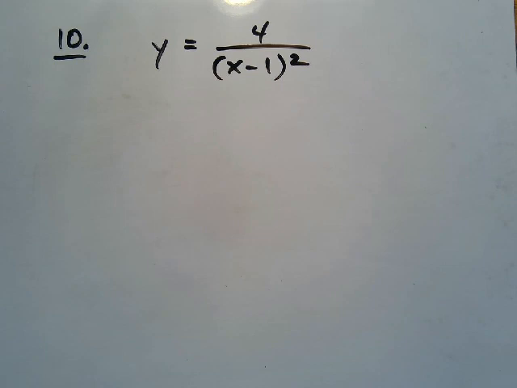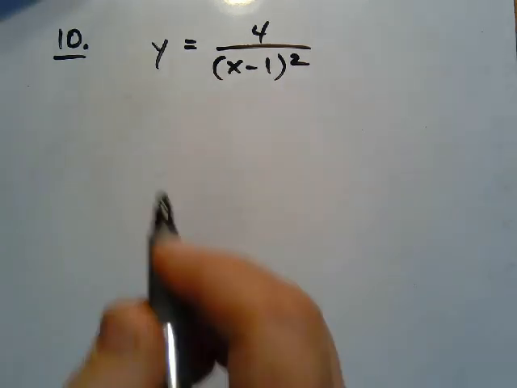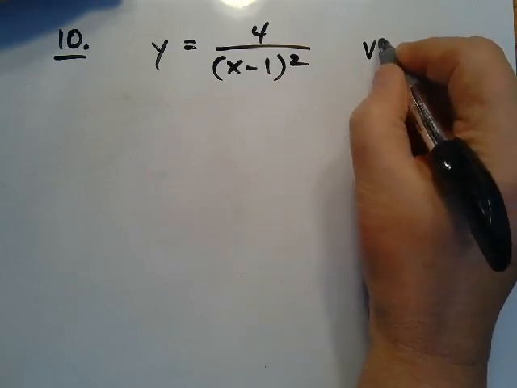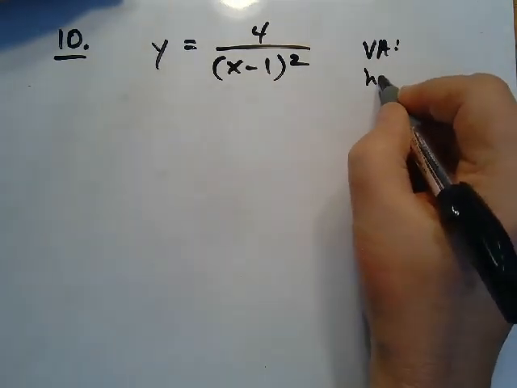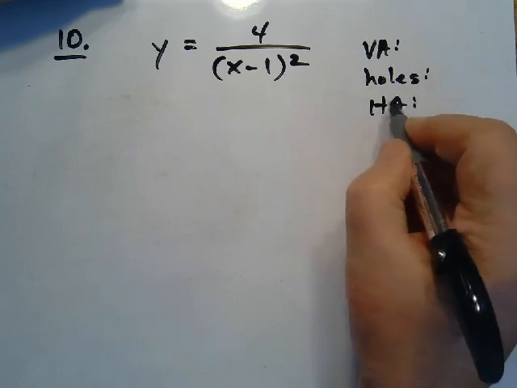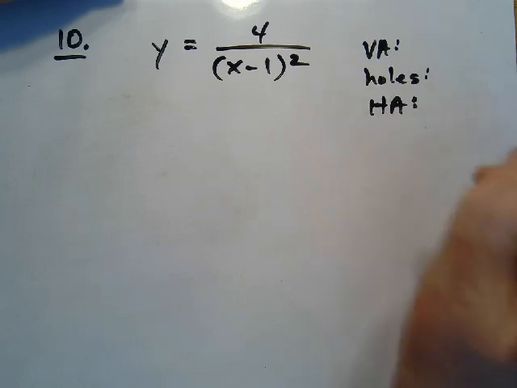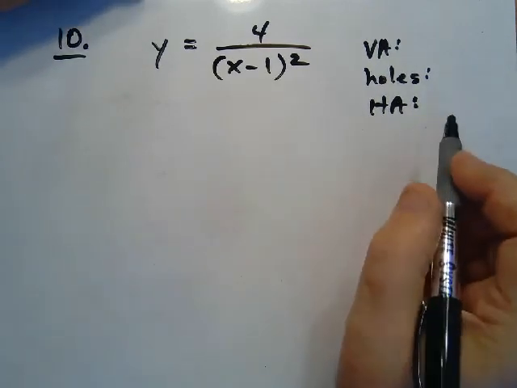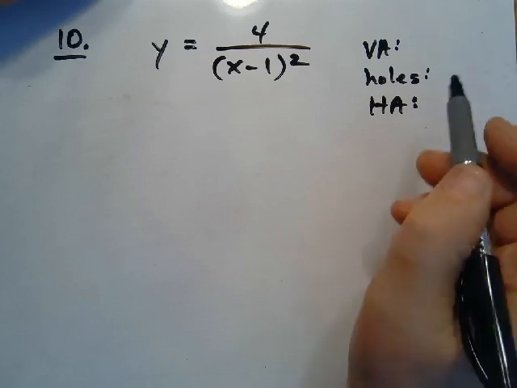Okay, let's try something else. All right, let's take a look at this one. This is a problem from your homework for tonight. It's number 10. You might want to do it along with me here. We're going to check for vertical asymptotes, any holes, and the horizontal asymptote as well. We're going to do this at the beginning. It gives us a lot of clues on how our graph is supposed to look, even though we don't need to plot a lot of points then.